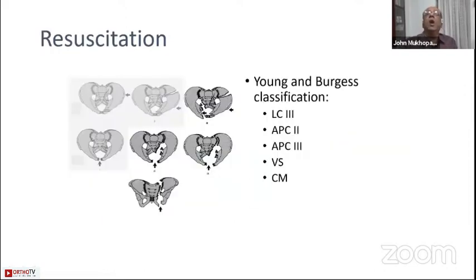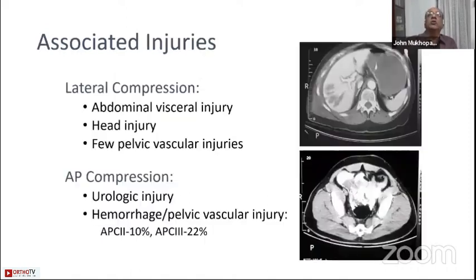While you have the vertical shear injury, where you can see the entire hemipelvis on the left side is shifted superiorly. Now, in terms of resuscitation, so in terms of hemodynamic stability, if you look at the Young-Burgess classification, it's the LC3, the APC 2 and 3, the vertical shear, and the combined mechanism injuries which most often require resuscitation. They also have a higher chance of associated injuries, such as abdominal visceral injuries, head injuries, and vascular injuries. And vascular injuries are most common in the APC 2 or 3 type of injuries. So I think there's some correlation between the fracture pattern and the severity of injury and the requirement for resuscitation, and also visceral injuries and bleeding.